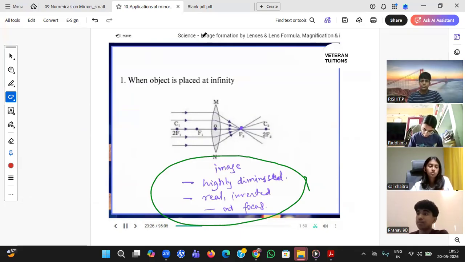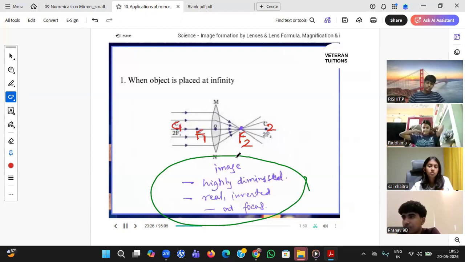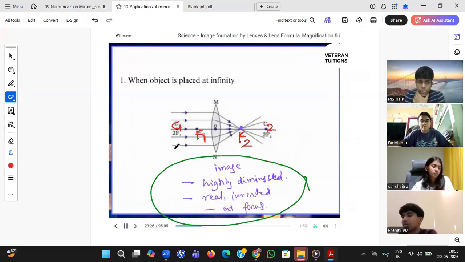Yes, sir. Students, you see here we have focus 1, center of curvature 1, focus 2, center of curvature 2. Even though I am able to see my image forming at this focus, why is he considering F2 here but not F1? Or can we interchange it also? Sir, what's the question again? The question is why he is considering F2 here. Can I make this F1 and this F2? We have two focuses and two centers of curvature.